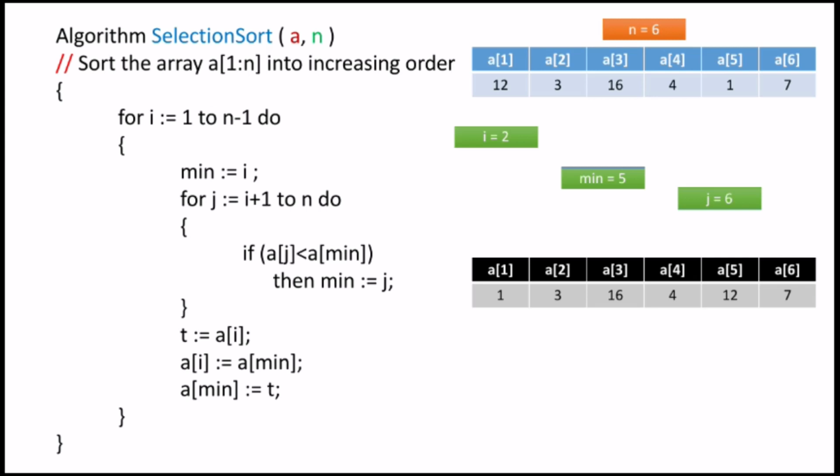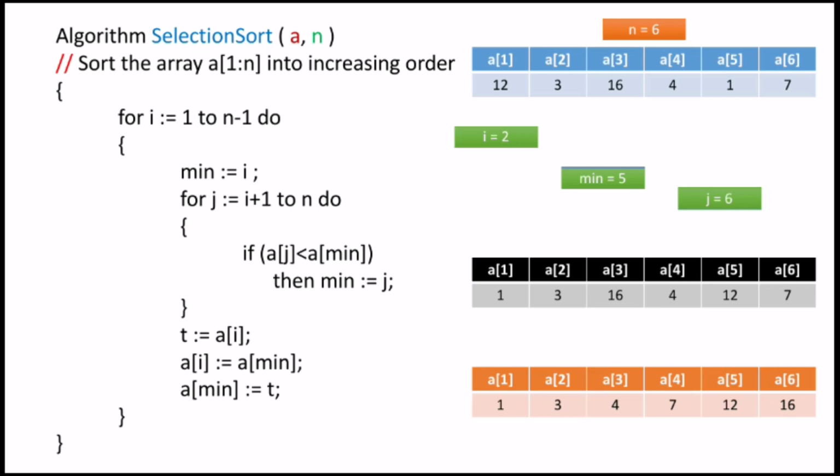So finally after executing this algorithm we will get the array in sorted order, and the result will be like this. So if you see, all the elements are in increasing order, that is 1, 3, 4, 7, 12 and 16.